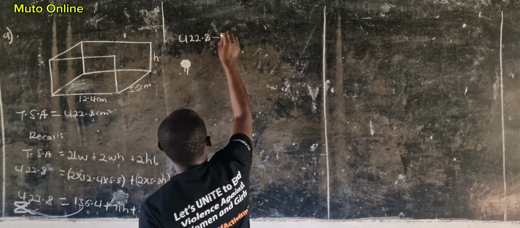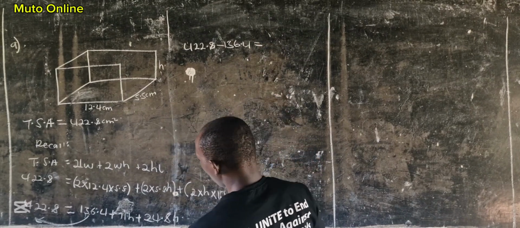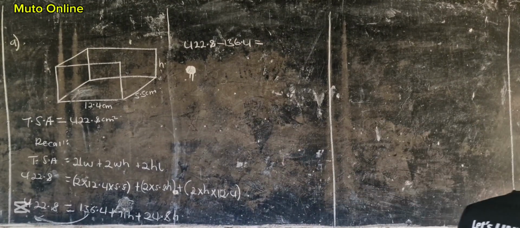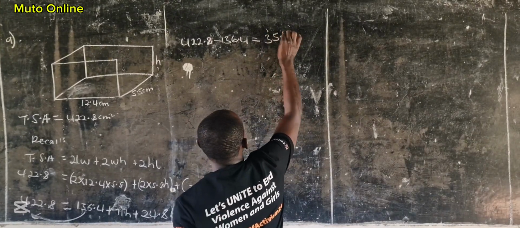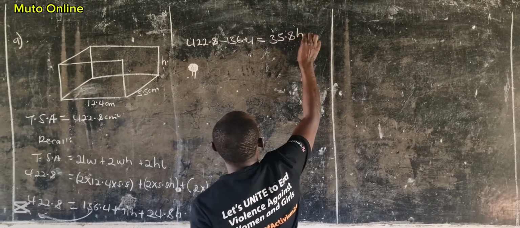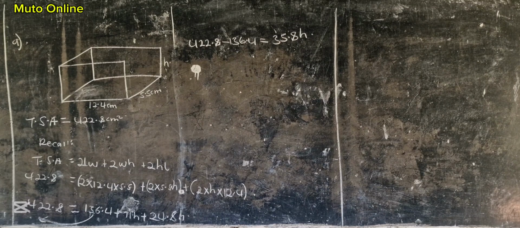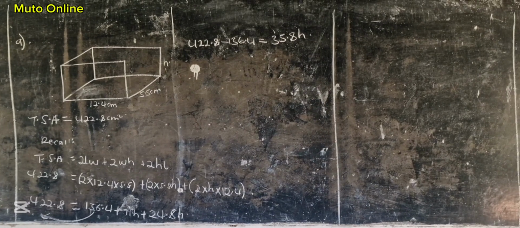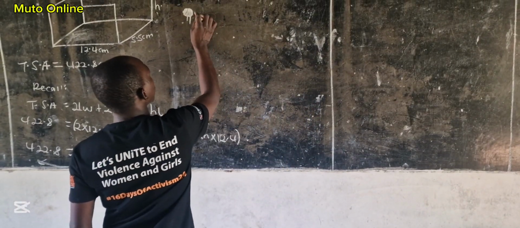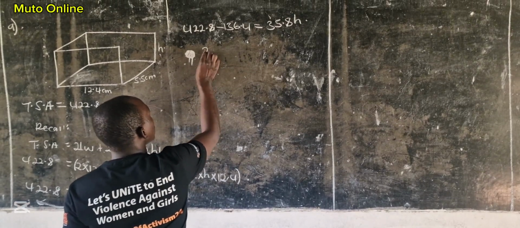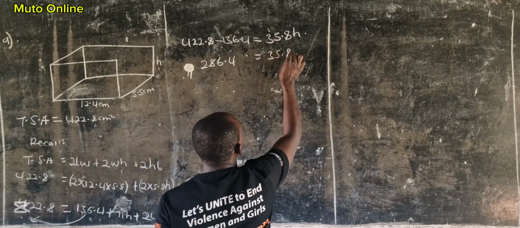So we shall now have this side 422.8 minus 136.4. This should give us, now on this side we shall have 24.8 plus 11. That will give us around 35.8, but this is h. So when you subtract 422.8 minus 136.4, we shall have around 286.4. This will give us 35.8, but this is h.